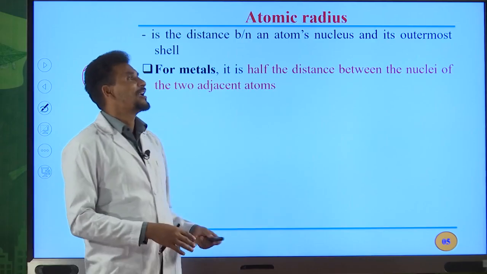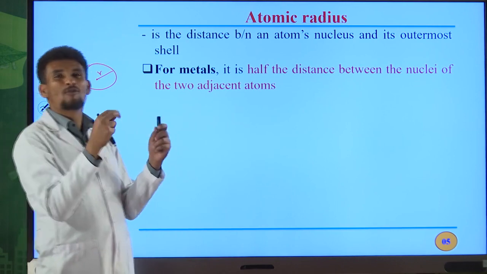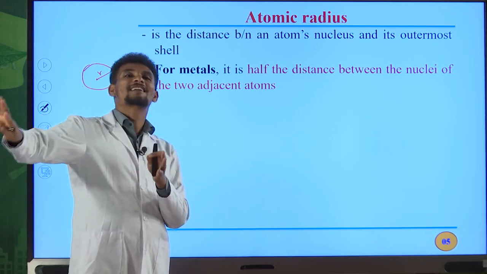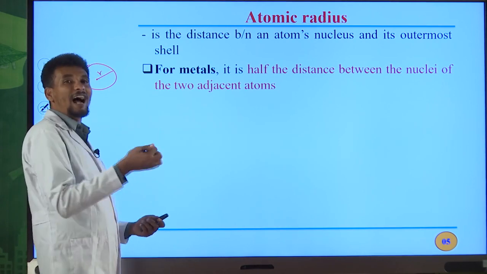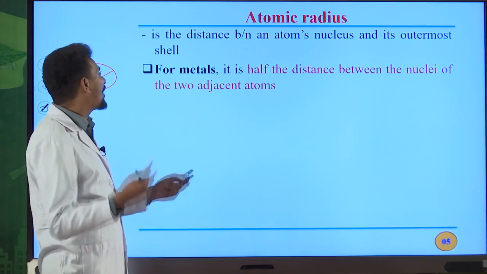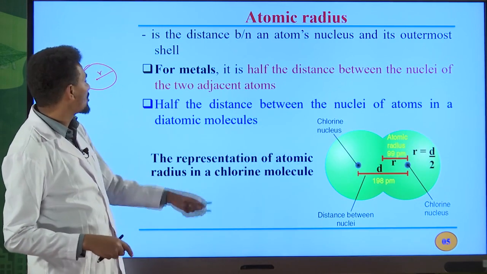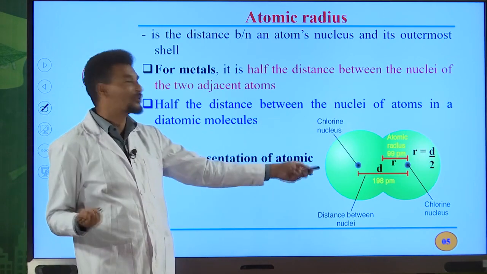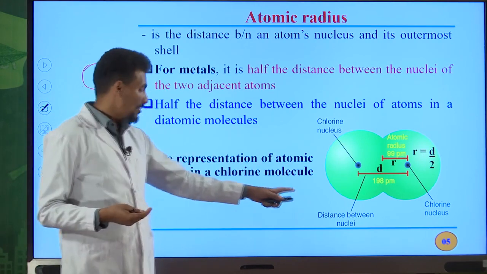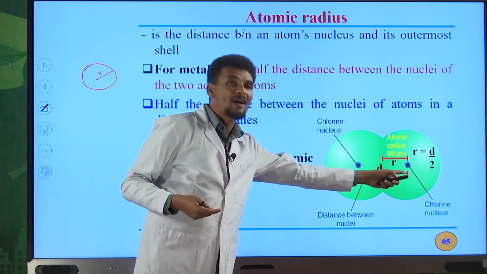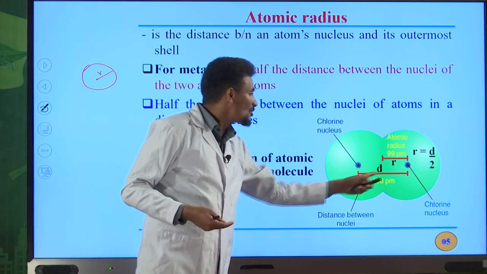There is an assumption. According to that assumption, in metals, one atom of metal touches another atom of metal. Therefore, half of the distance between the nuclei is equal to the atomic radius for metals. You can see from this that for diatomic elements also, radius is equal to half the distance between the nuclei of the atoms. This is radius, but this one is diameter.